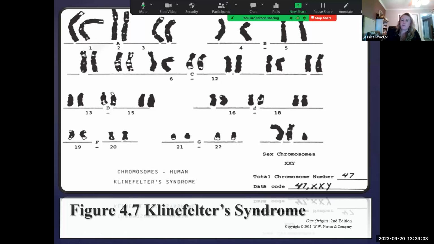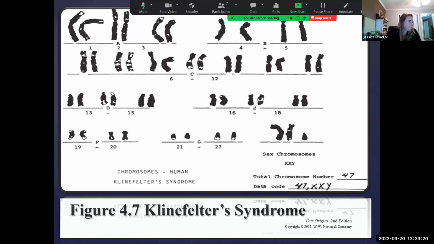So this particular individual has an aberration, an abnormality, a mutation on the sex chromosomes. This individual has 2 X chromosomes. Remember, the X chromosomes are larger, and then 1 Y. So we call this XXY syndrome or Klinefelter's.